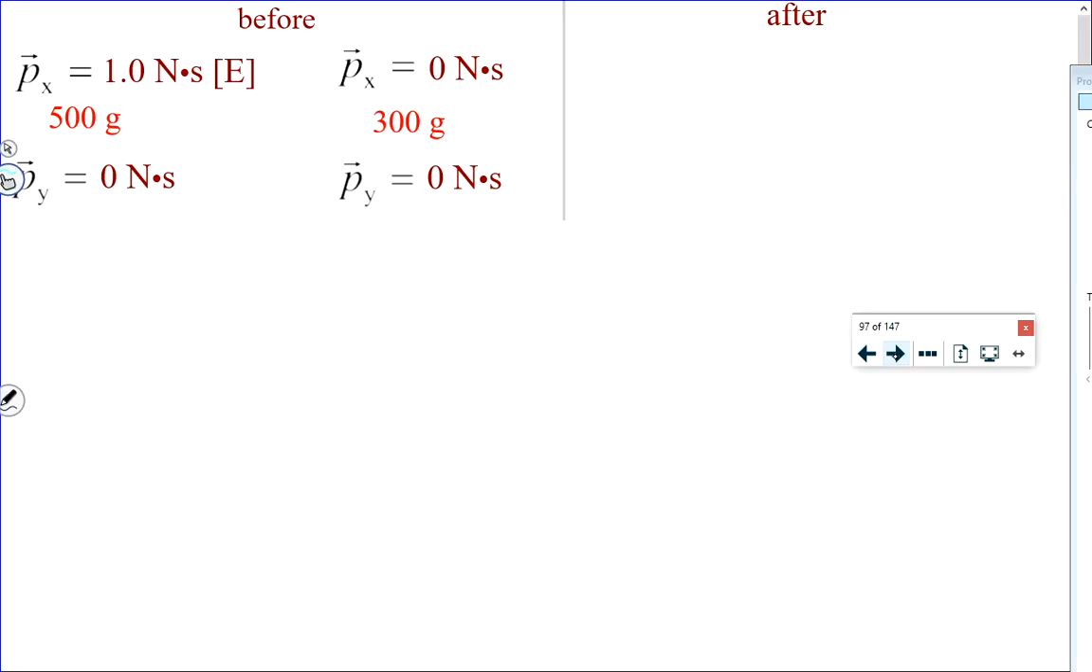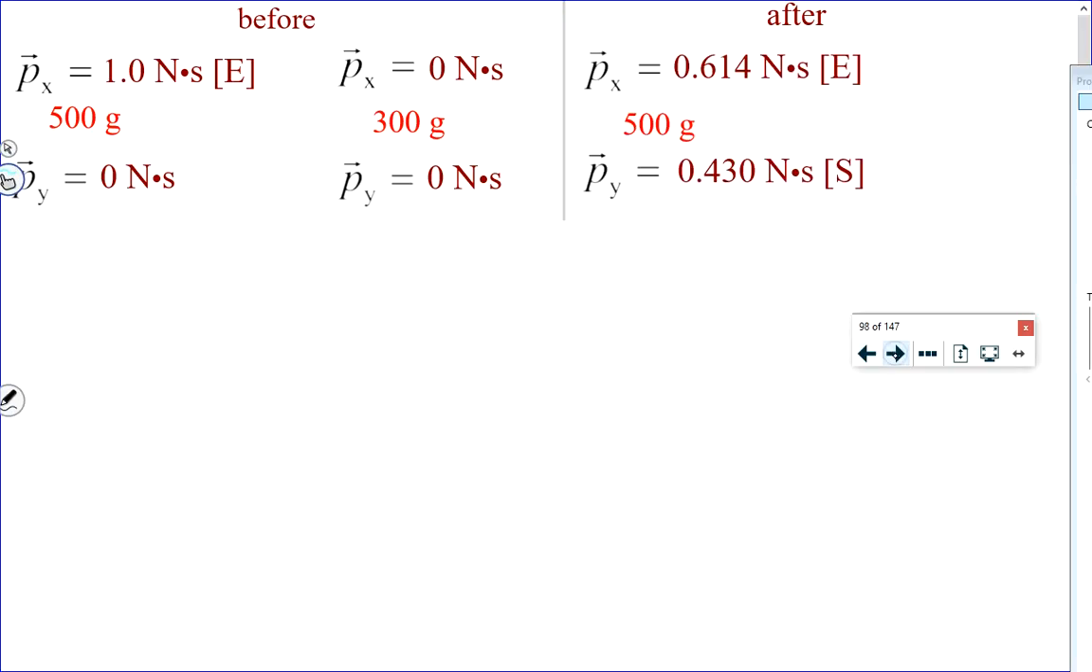You don't need to rewrite it this way. I'm just pointing out that this is what's going on. I've kind of boiled this down so the vector diagrams aren't in the way. These are all of the x and y's before. The 500-gram ball afterwards, we discovered that it has an east component and a south component.